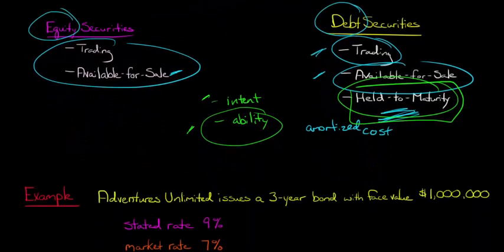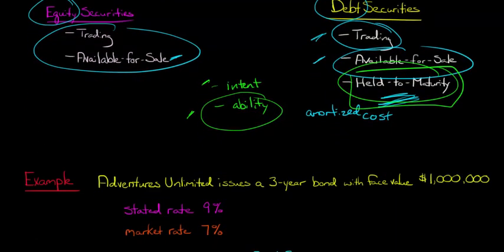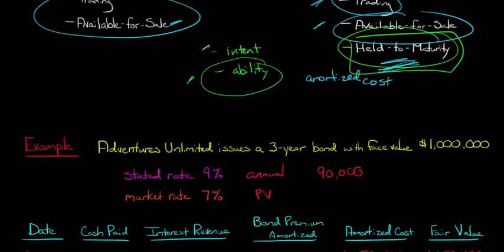Now, to understand this amortized cost issue, let's walk through an example to make it a little easier to understand. Let's say you have a 3-year bond, and this bond has a face value of $1 million. The stated rate on that bond, the rate at which it's going to pay interest, is 9%. That means it pays interest annually at 9%, so that's going to be a $90,000 annual interest payment. And then the market rate is 7%. The market rate is what's used to compute the present value. If you don't understand these concepts, I've got a video on valuing bonds that might make it a little easier.